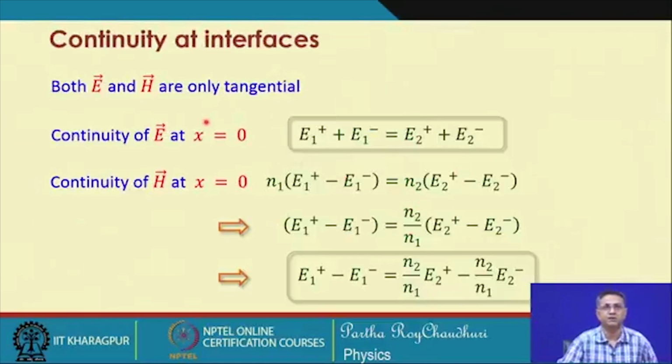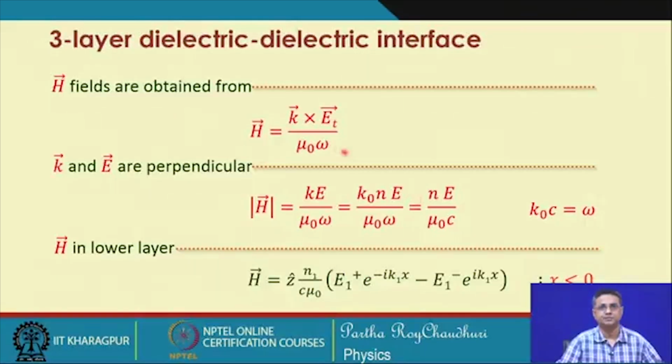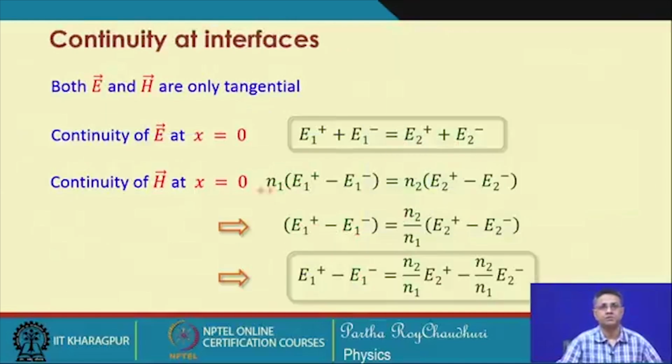So, having known this, we will now utilize the continuity condition for both E and H. In this particular case, both of them are tangential components, electric field vectors and magnetic field vectors both lying in the interface plane. So, k and E are perpendicular, which has given me this relation, and then H in the lower layer, this also I have calculated. Now, using the continuity condition, we can write the first equation at x equal to 0.